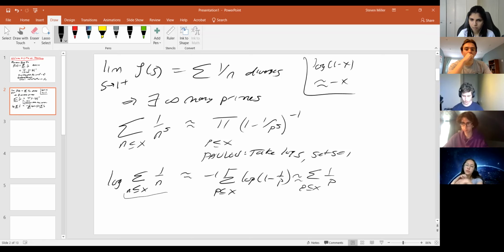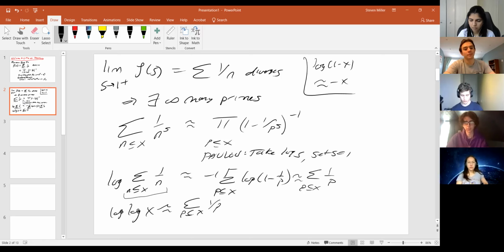If you remember your harmonic series, anybody know what the sum of 1 over n up to x is approximately? Log x. So we get log x is approximately the sum of p less than or equal to x of 1 over p. And this actually is correct. So just by looking at what the zeta function is doing as s goes to 1, gives us not only that there are infinitely many primes, but a good estimate as to what their growth rate is. It's so much that the sum of their reciprocals diverges.